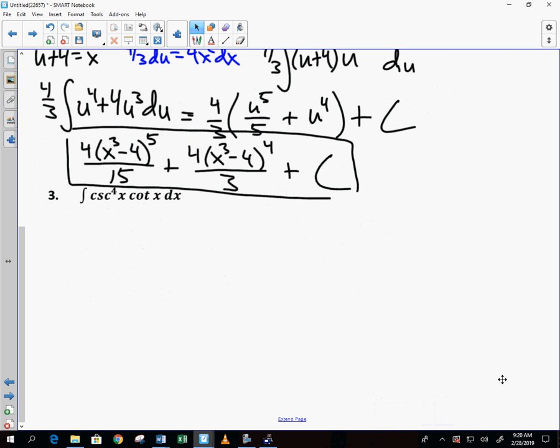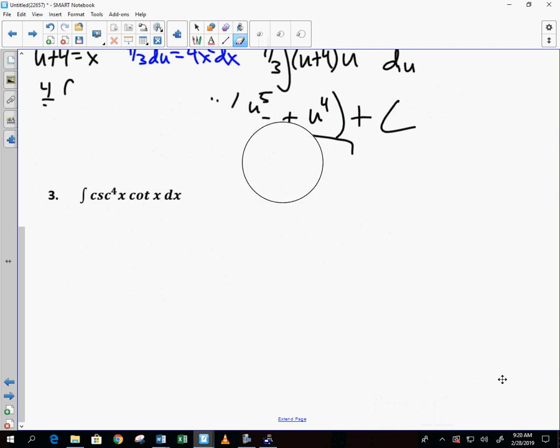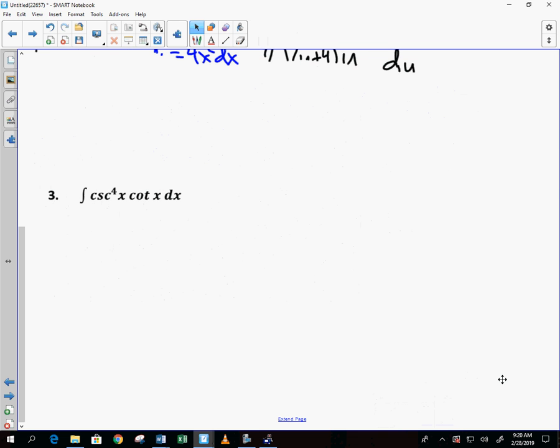Okay, let's try the more challenging one, and we're gonna allow your brain to grow again. The integral of cosecant to the 4th times cotangent dx.